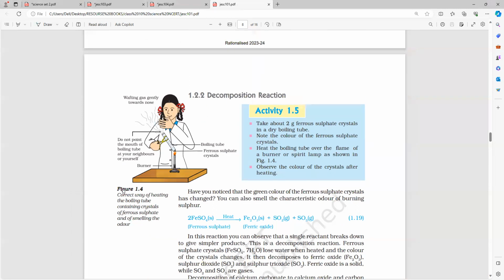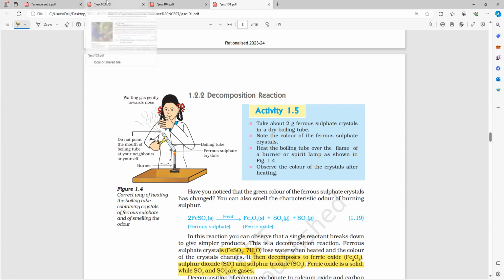When you start heating, we first lose the water of crystallization. That is why the green color turns into white color salt, because the water of crystallization is removed. Then if you continue heating, it decomposes to ferric oxide, sulfur dioxide and sulfur trioxide. Ferric oxide is a solid, while SO2 and SO3 are gases. So you have to remember it.